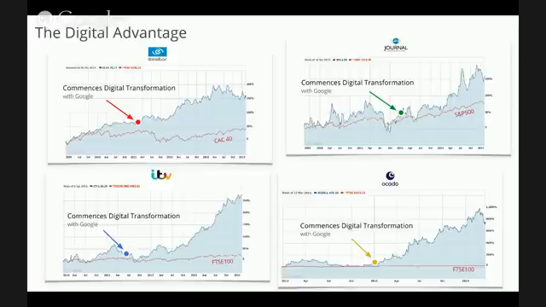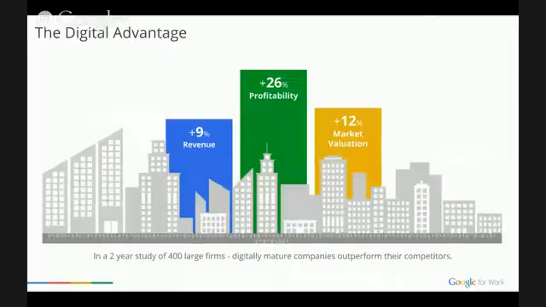I think a question that I had that might be a good point to talk about here: this study refers to 400 large firms and how the digital advantage helps them outperform their competitors. Do you see this same sort of impact on the smaller scale companies?